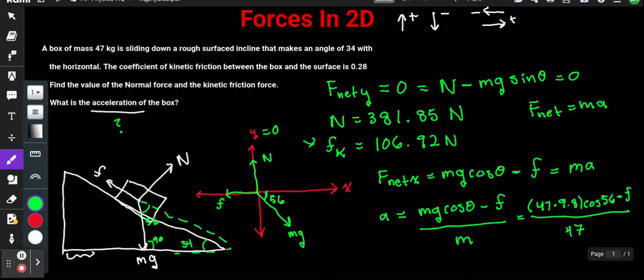So let's plug this into our calculator. 47 times 9.8 times the cosine of 56 to give us the x component, minus the force of friction, which is 106.92, and then divided by our mass, which is 47 kilograms, gives us an acceleration of 3.205 meters per second squared.